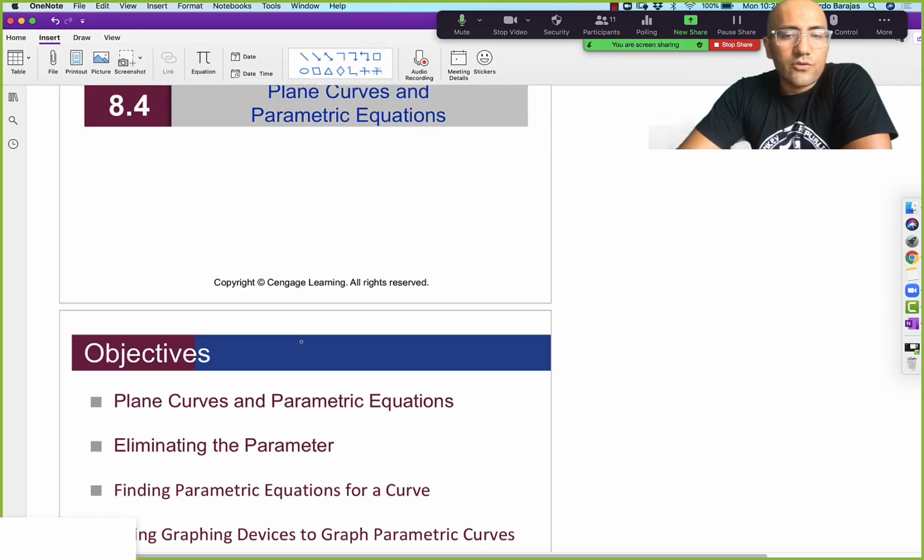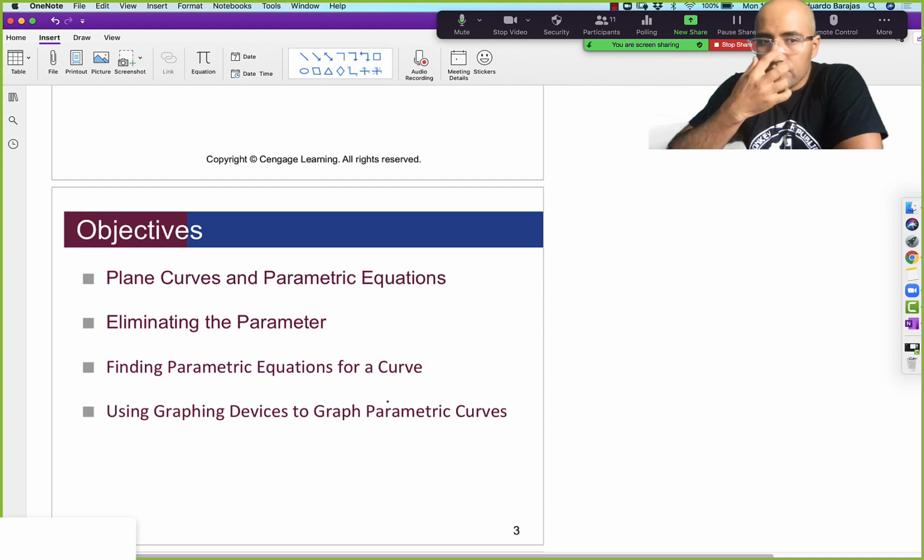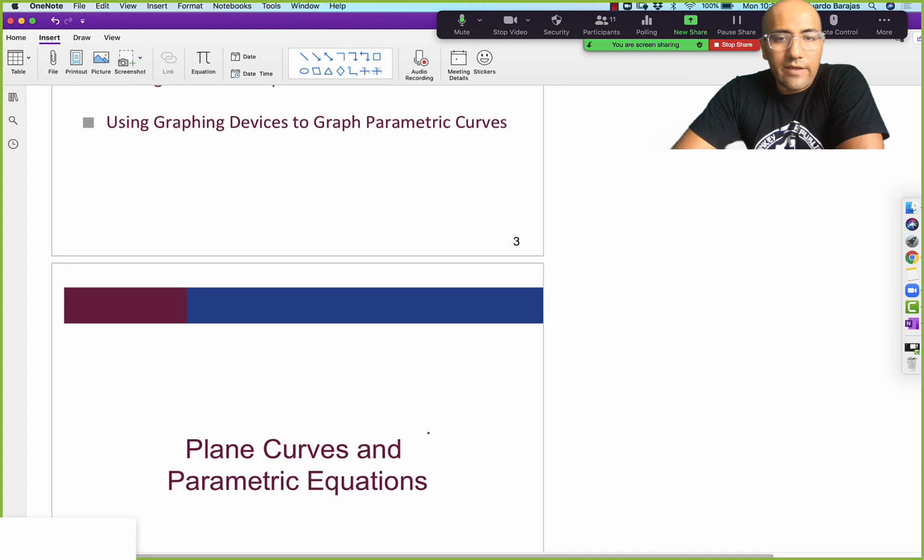Parametric equations. So, a basic introduction to parametric equations, just like we did a basic introduction to polar equations. These are parametric ones. Okay, so we're going to look at plane curves and parametric equations. We're going to work on eliminating the parameter, finding parametric equations for a curve, and then using graphing devices to graph some of these guys.